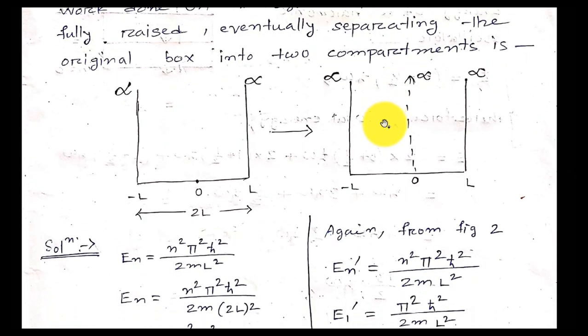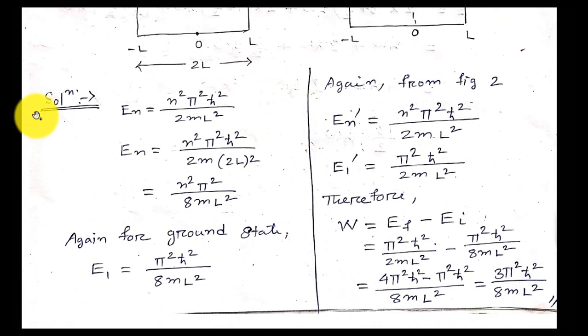So, solution. Okay, let's see the solution. Here we know that when a particle is confined in a one-dimensional box, the energy is n squared pi squared h-bar squared by 2 m L squared. This is the energy when the particle is confined in a one-dimensional box.